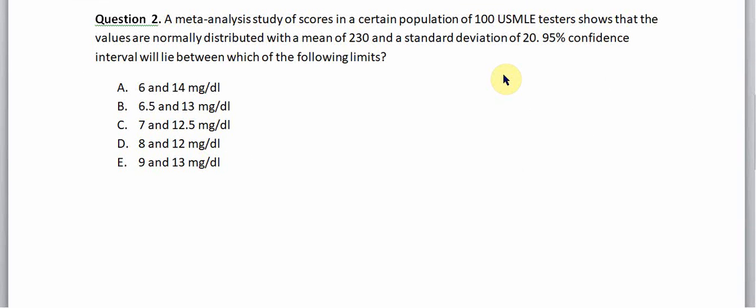Okay, this is question 2. A meta-analysis study of scores in a certain population of 100 USMLE testers shows that the values are normally distributed with a mean of 230 and a standard deviation of 20. The 95% confidence interval will lie between which of the following limits? So they are basically asking us for the confidence interval limit in this study. Now let's go to the screen.